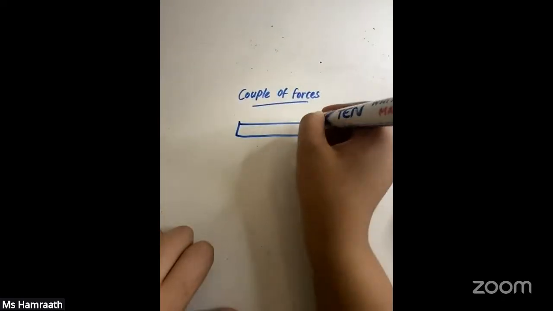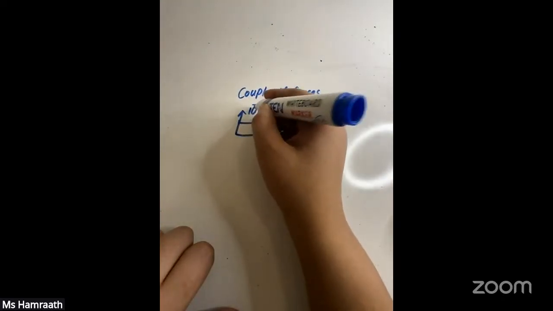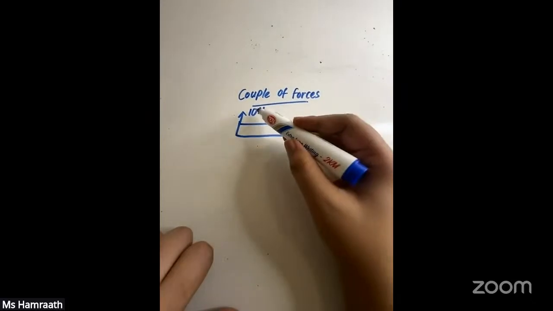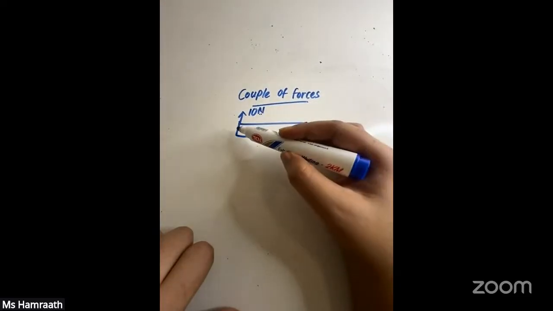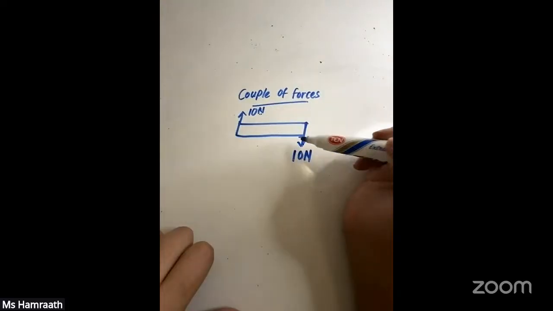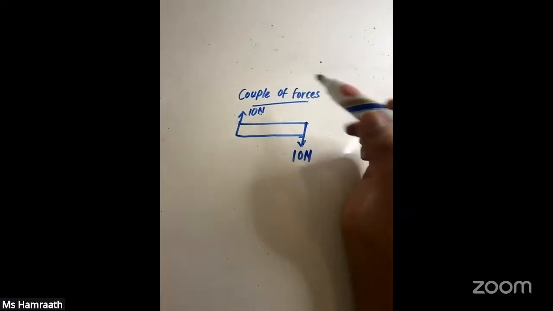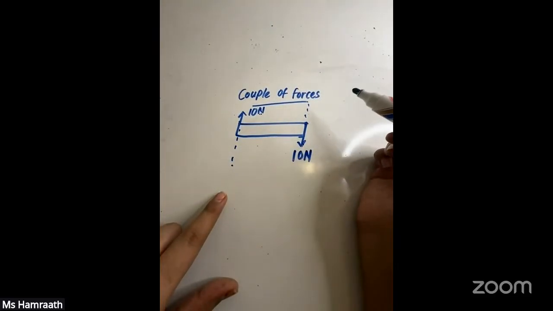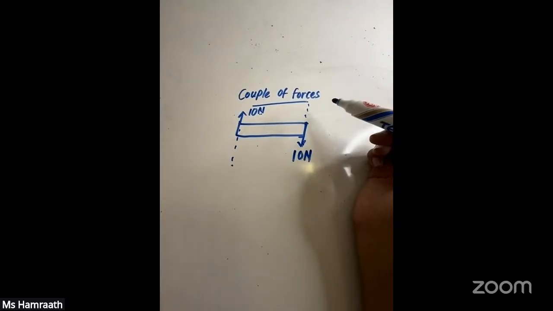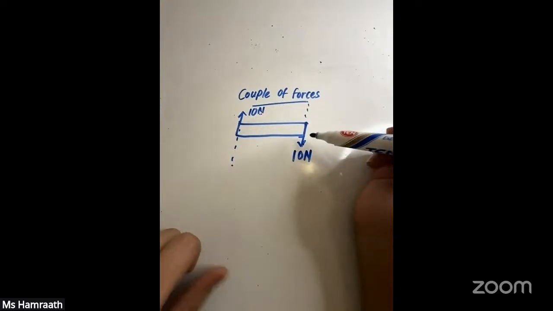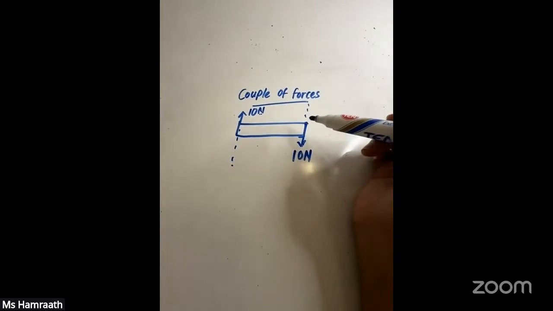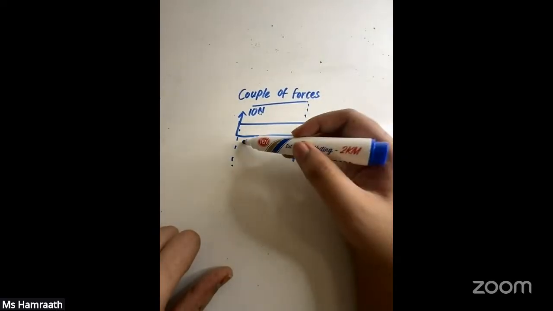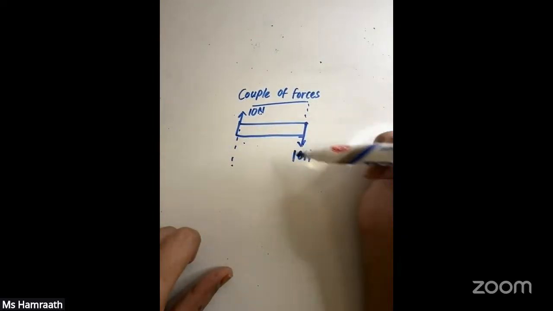Let's say, for example, you have an object, and from this side you are giving 10 Newton. You are giving 10 Newton means from the opposite side you are also giving 10 Newton. So you will have the same value of forces in opposite directions, and the magnitude will be equal. They will have the same magnitude, but different lines of action. So simply understand, couple of forces means two equal forces with opposite direction. They will have two different lines of action.